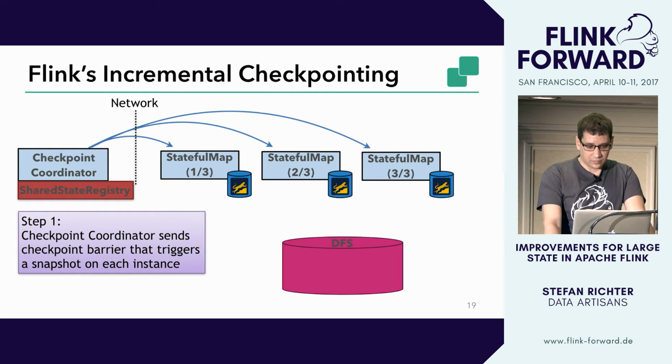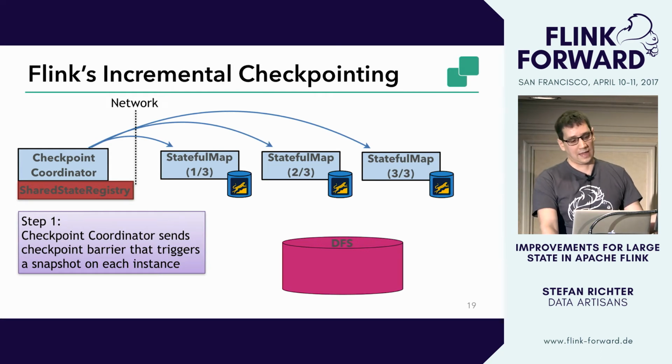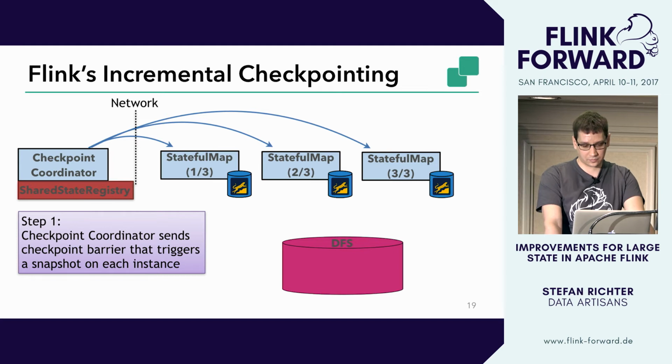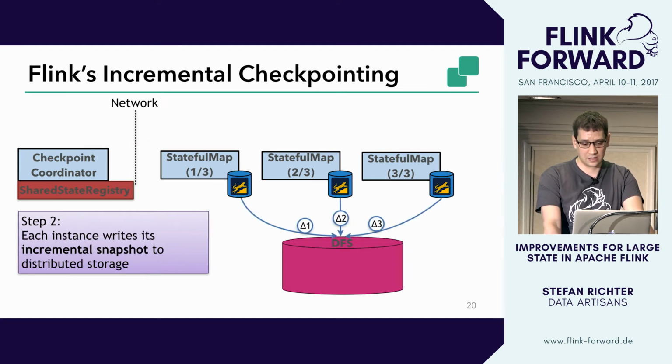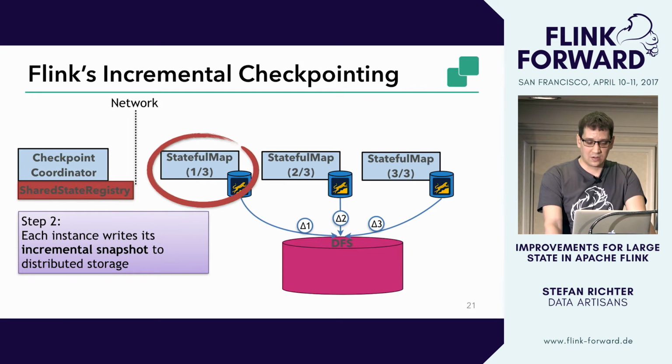In the first step, like with the normal checkpointing mechanism in Flink, the checkpoint coordinator triggers a checkpoint on all the instances of the stateful operator, and the stateful operator reacts in the incremental case by emitting the deltas. So I now want to take a look at one instance of that operator to explain how we figure out what is the delta that we want to emit.